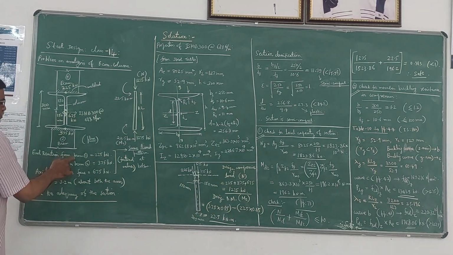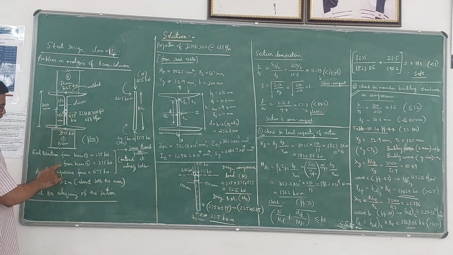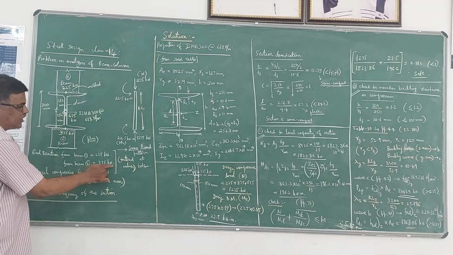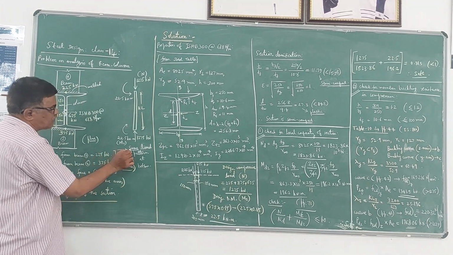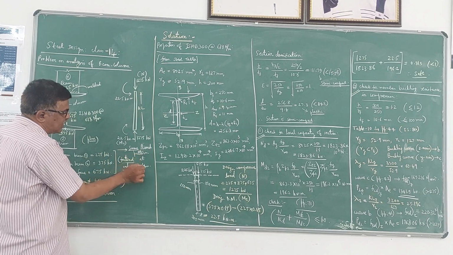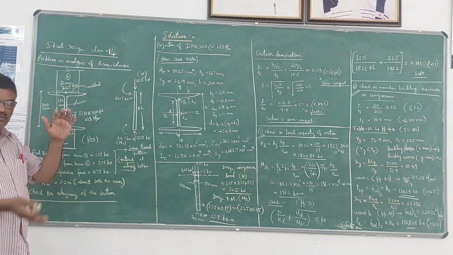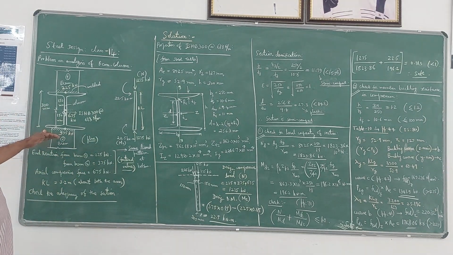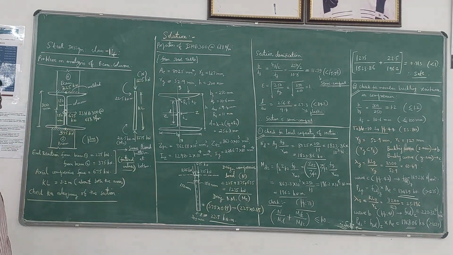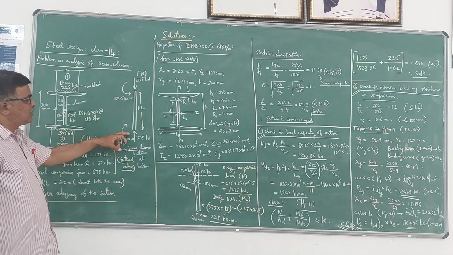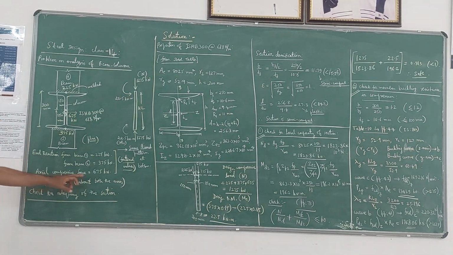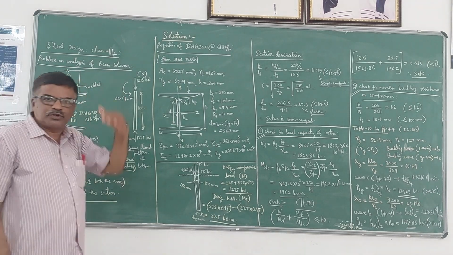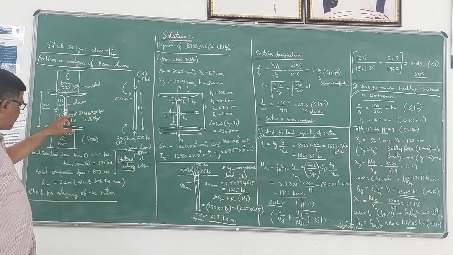The end reaction from beam 1 is 225 kilonewton, the end reaction from beam 2 is 375 kilonewton. These are the factored values. These values are the same at the bottom also. At the bottom of the column also, it is subjected to the same type of loading. So both at the top and bottom, you have the same type of loading. And the axial compressive force coming from the top stories is 675 kilonewton.